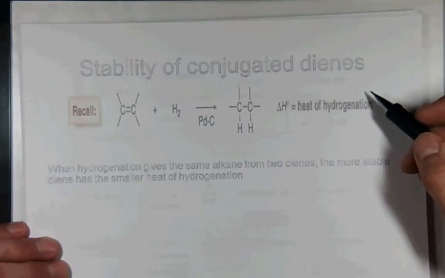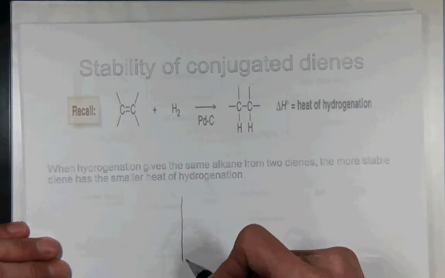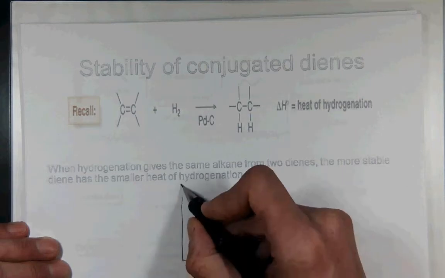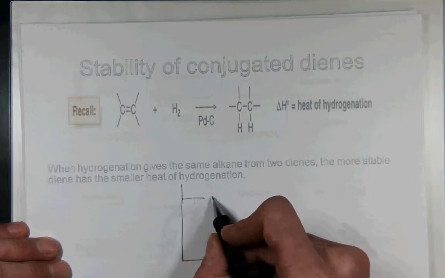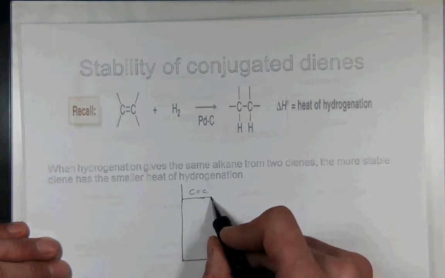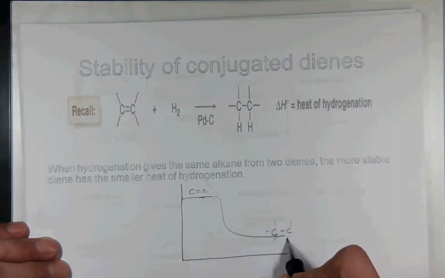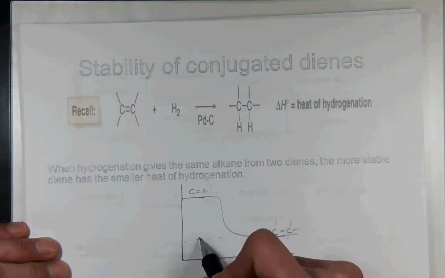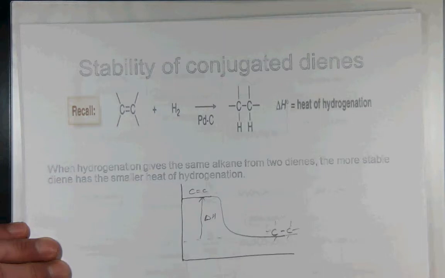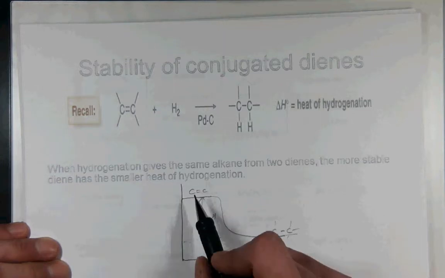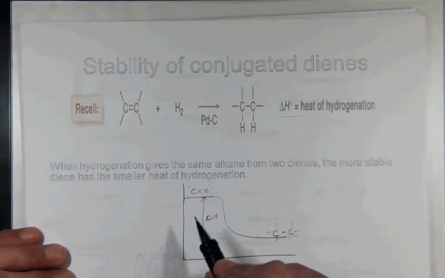The way we can determine the stability of conjugated dienes is through a reaction like this. If we look at a reaction diagram, I won't put the activation energy in, but we have the alkene, and then it goes to the alkane. The difference in these is the delta H, the heat of hydrogenation.